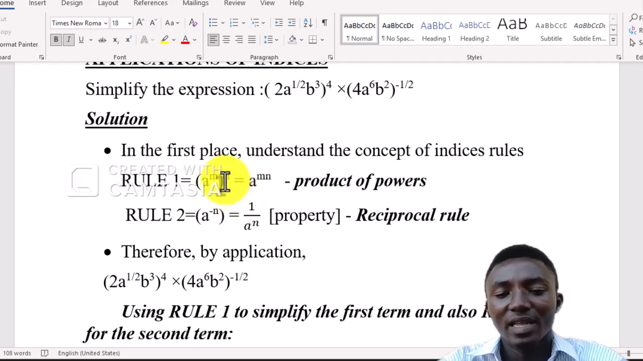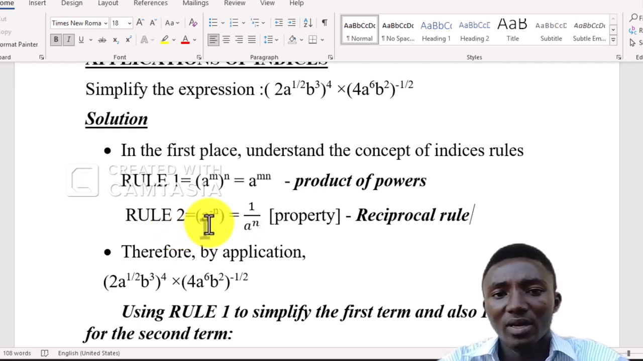Don't forget, it is the n which is multiplying the m. Anytime you see an expression in indices like this, what you need to do first is to use the power outside the bracket to multiply the power in the bracket. Normally we call it the product of powers, meaning we are multiplying the powers. Is that clear?